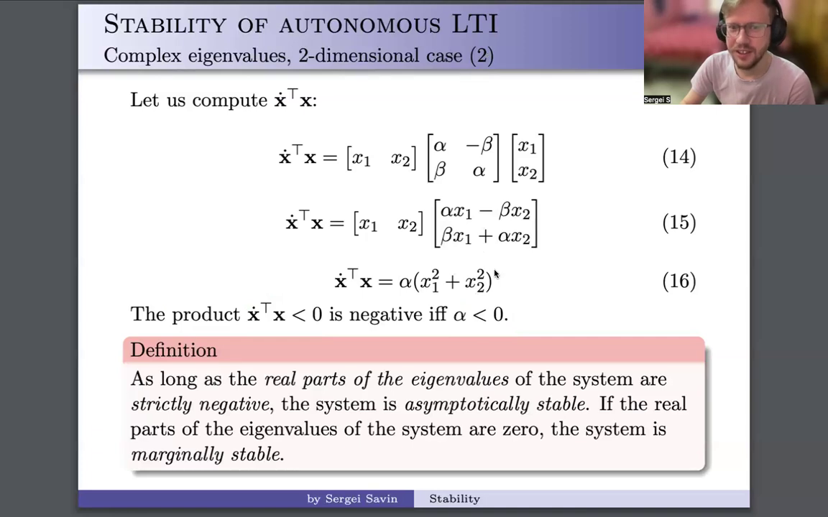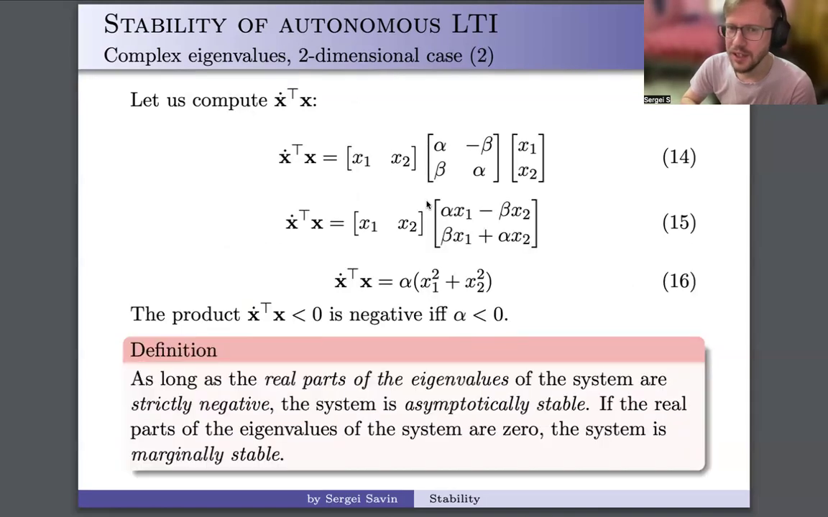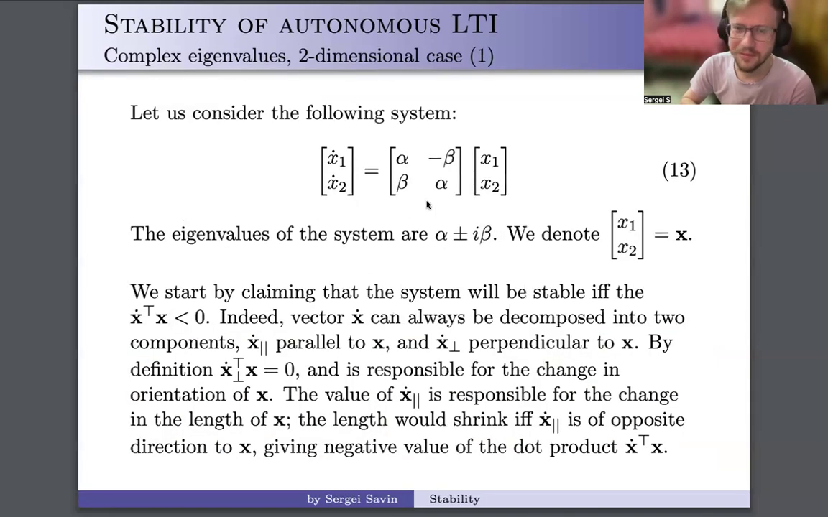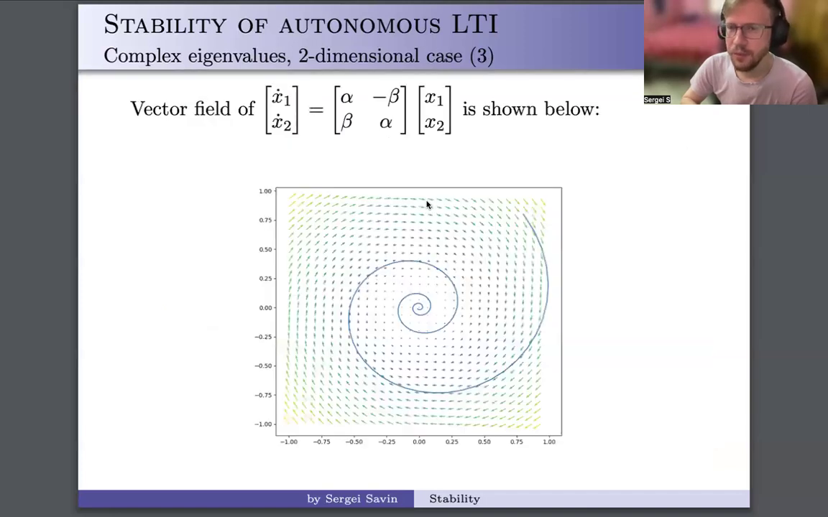So this is the way we proved this property, but we proved it only for the 2x2 system. That's a small omission, right? We've proven the stability criteria for systems with complex eigenvalues, but only for a 2x2 system. Now let us generalize. Before we do, let me just show you this interesting picture.